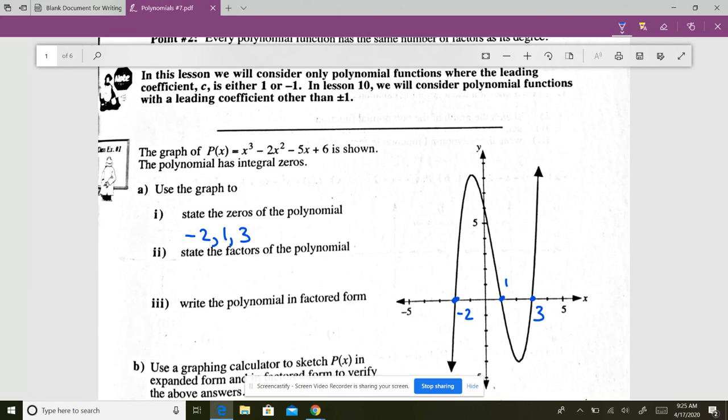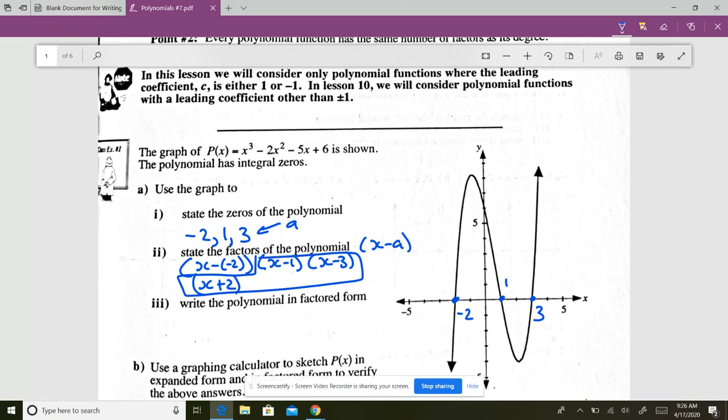The factors, that's where you write the brackets. It's always x minus a when you write a factor, a being the zeros. So in this case, it would be x minus -2, which is actually just x plus 2, x minus 1, and x minus 3. Those are your three factors. And because we know the leading coefficient is plus or minus 1 for all of these, okay? And the reason you know that is because I've told you that.